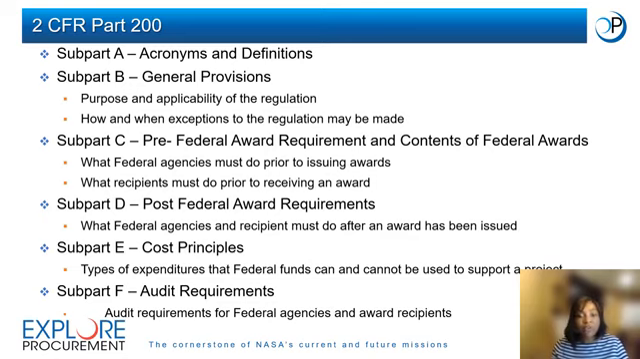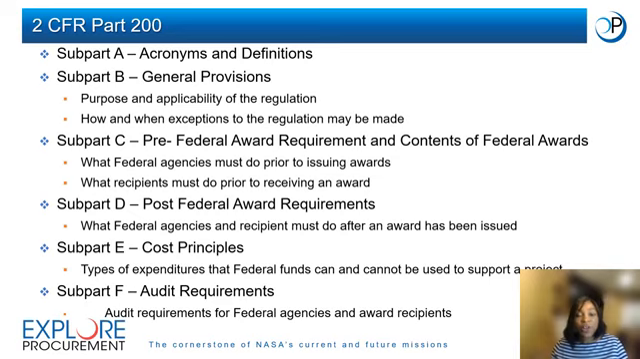Subpart C is the pre-federal award requirement and contents of the federal award. This subpart provides guidance to both federal agencies and recipients on what to do prior to issuing an award and after receiving an award. Subpart D is your post-federal award requirements and provides guidance to both federal agencies and recipients on what to do after an award has been issued.